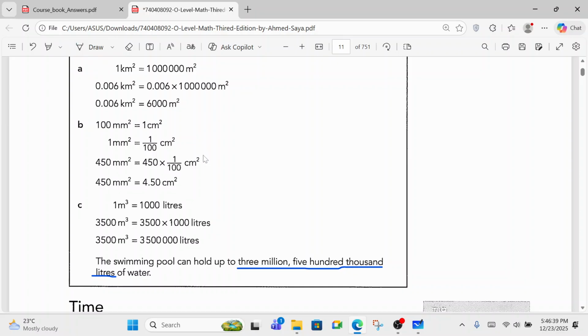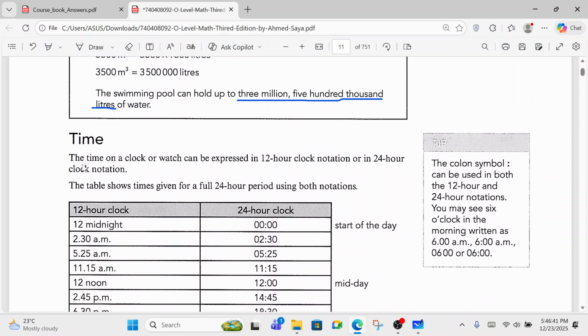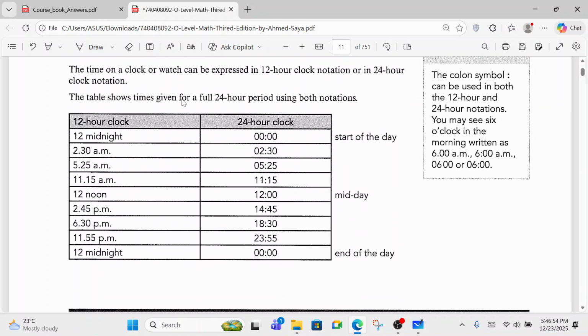Okay. So the time on a clock or a watch can be expressed in a 12-hour clock notation or 24-hour clock notation. The table shows the times given for a full 24-hour period using both notations. So this is pretty basic stuff. If you want, you can pause the video and memorize this.